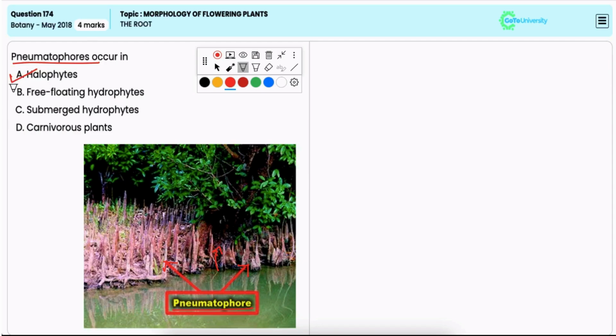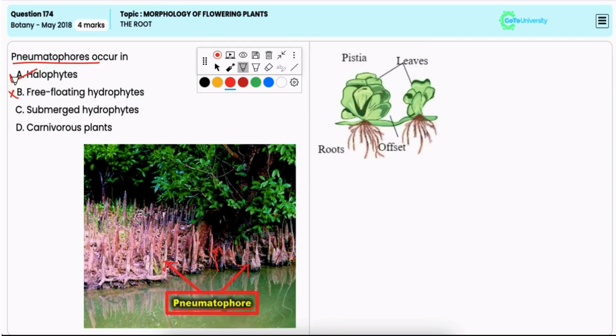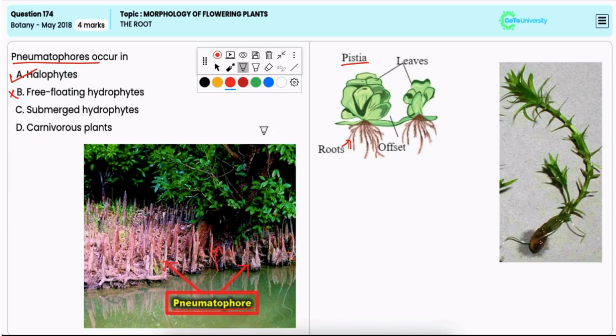Option B is incorrect because these free floating hydrophytes, for example, water hyacinth, float freely on the water surface and they do not require such adaptations. Option C, submerged hydrophytes. This is also incorrect because these plants, for example, hydrilla, are completely underwater and they absorb dissolved gases directly from the water.